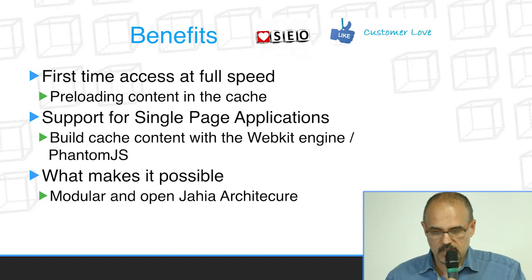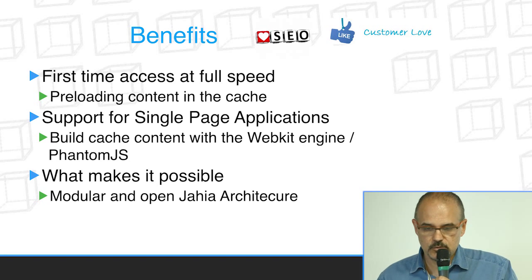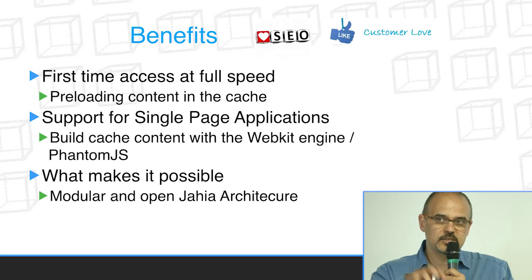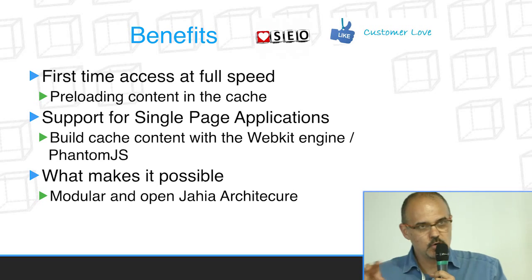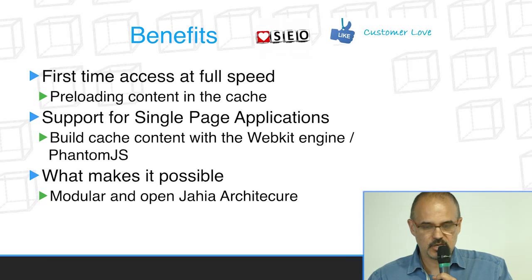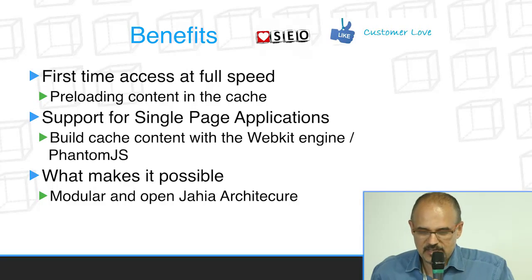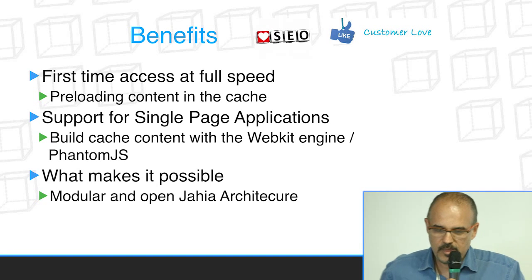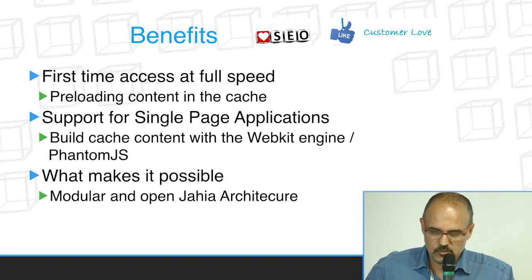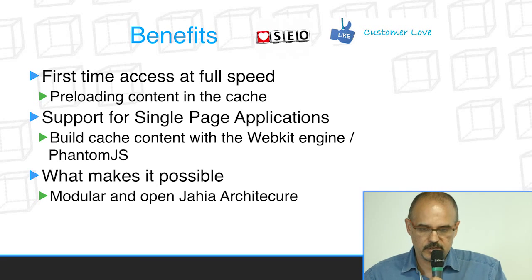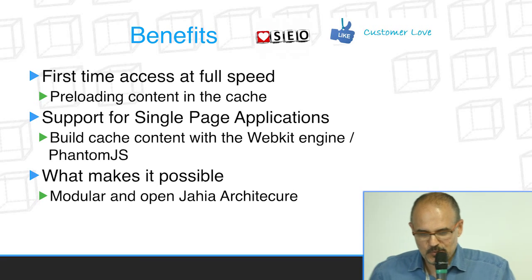First stuff: building the cache content using the WebKit engine. WebKit is the engine of your browser, okay? Google or Safari. The WebKit engine with Phantom.js was already preparing all the work the browser would do, on the server side. What I can say is that without the open source and modular architecture of Jahia, we couldn't have done it. So that's what really helped us.